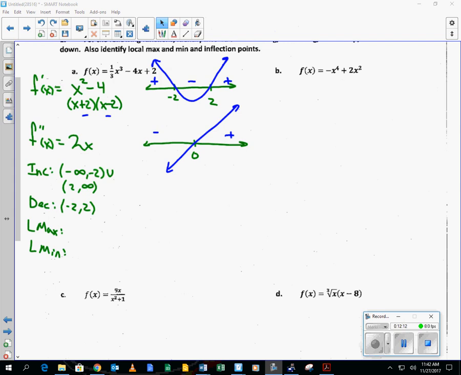Okay, local max happens when the first derivative changes from what to what? From positive to negative. So when does it change from positive to negative? Now, this is not an interval. This is an actual coordinate. So we're going to determine the y-coordinate here in a second. The local min happens where the first derivative changes from negative to positive, which is going to be a positive 2.